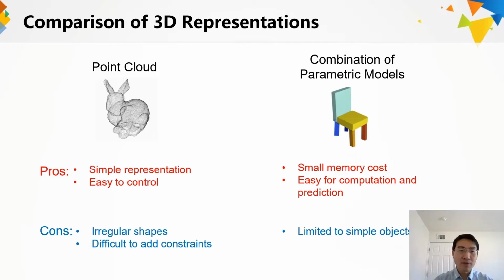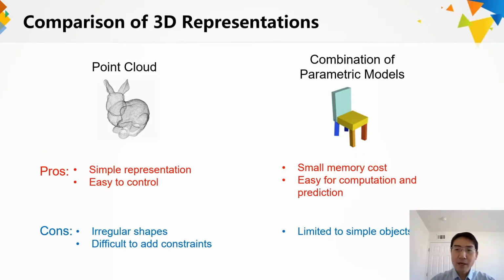However, its drawbacks are the following. First, it has very irregular shapes. The points are not evenly distributed in the 3D space. Some parts we have points, some parts we don't. So it is very difficult to add constraints because the points are almost arbitrary.